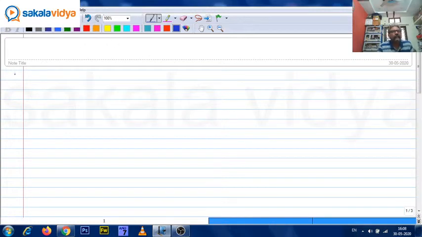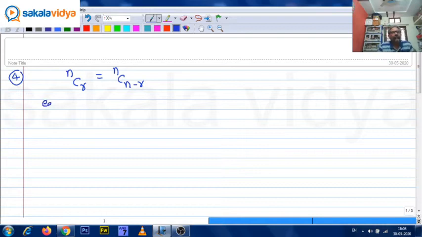Next, fourth concept. See, nCr is equal to nC(n minus r). Even it will be useful for permutations and combinations also. Those concepts also will be completed here. Now, see, nCr is equal to nC(n minus r).